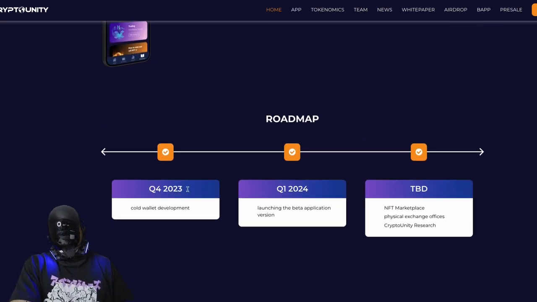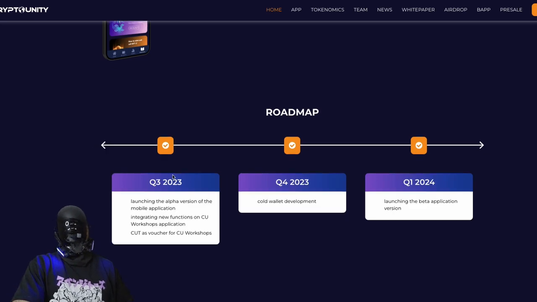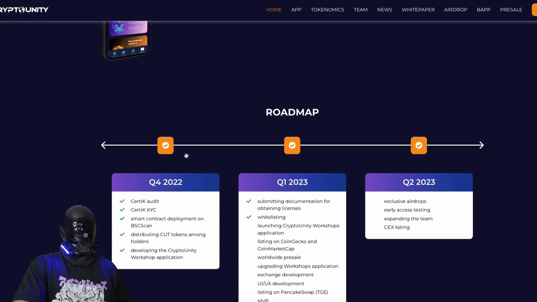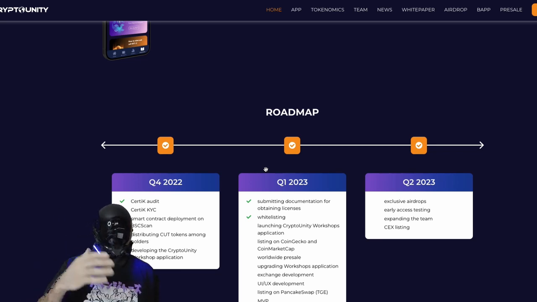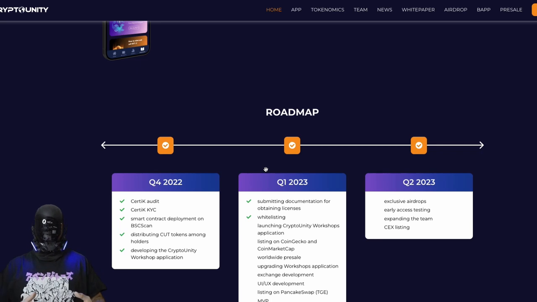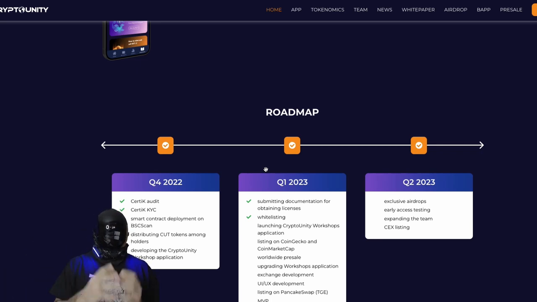Looking at the roadmap from quarter four 2023, checking it off. This goes back into quarter three, quarter two, quarter one, trying to find the order here. So boom, quarter one, what are we looking at this month? We've already been submitting documentation for obtaining licenses, whitelisting, and as we can see, a lot of things coming up right ahead of us. So why don't we talk a bit about some of this now?